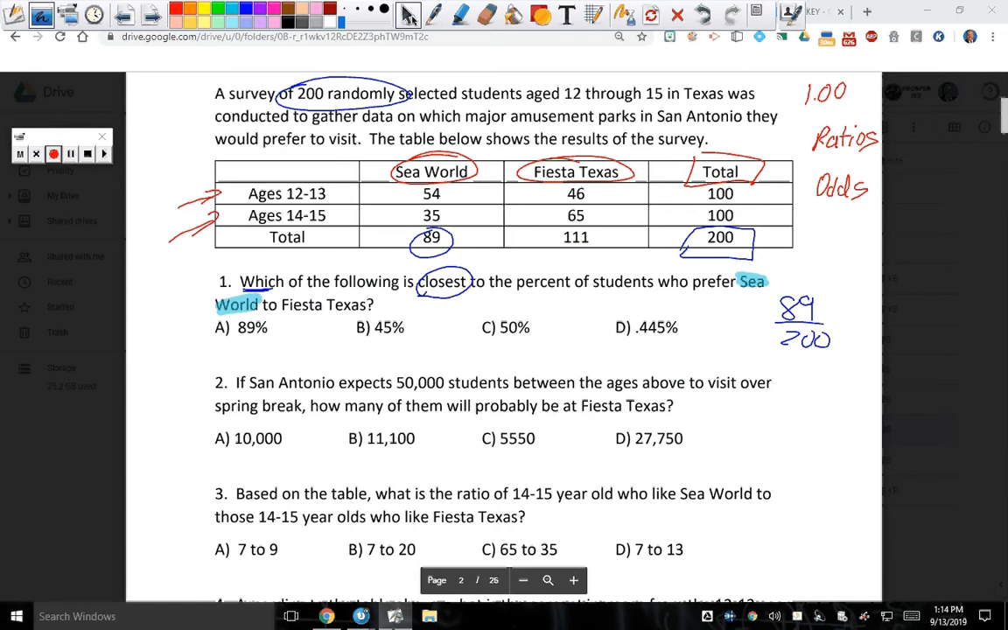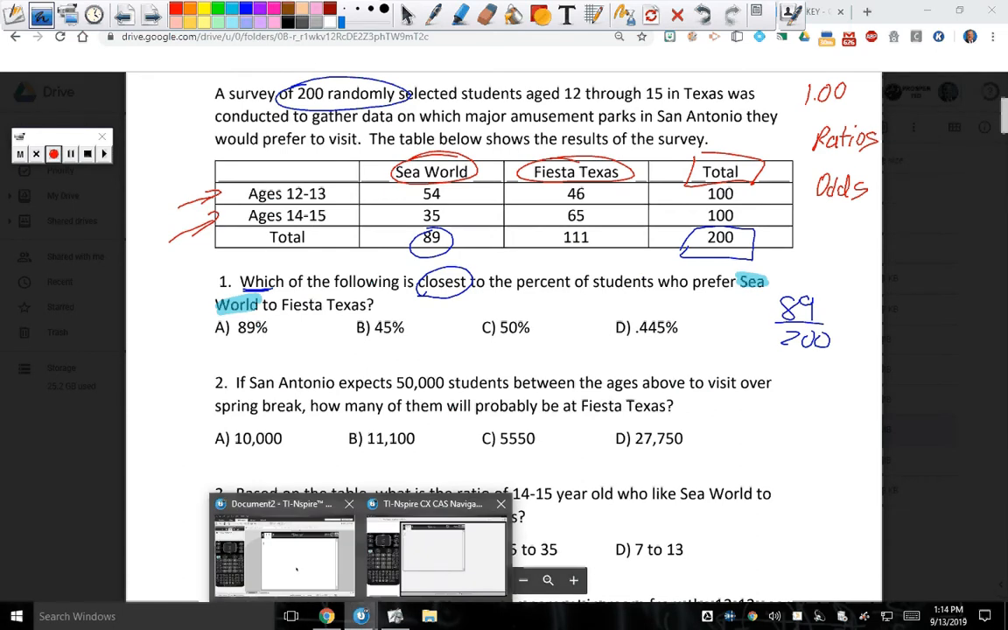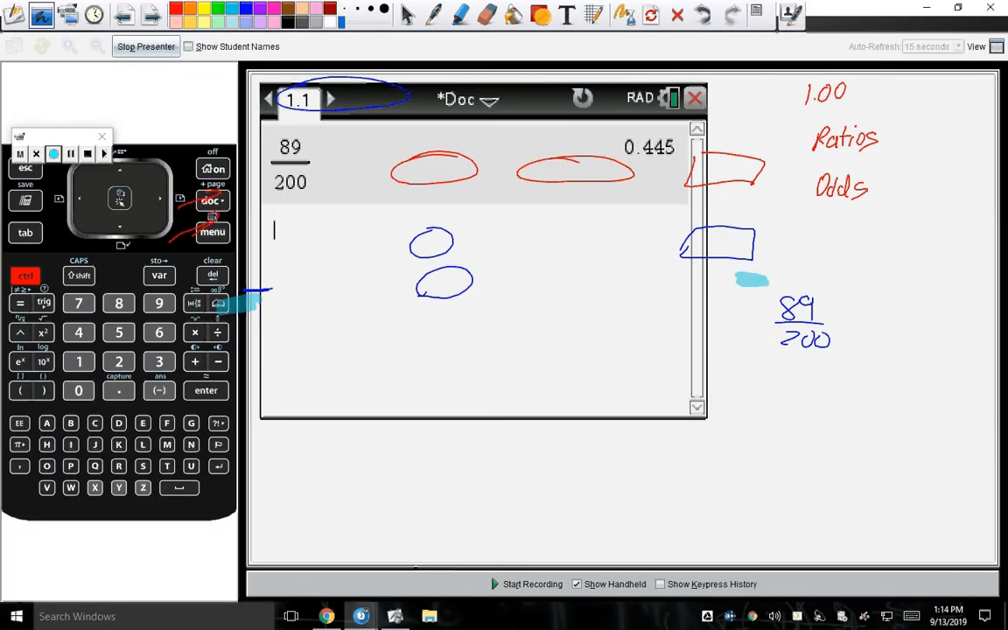With the calculator, just get well versed with it. Putting in 89 divided by 200, and then doing control enter gives us 0.445. Okay, so with the calculator, we get 0.445. What, Jacob, is that as a percent?